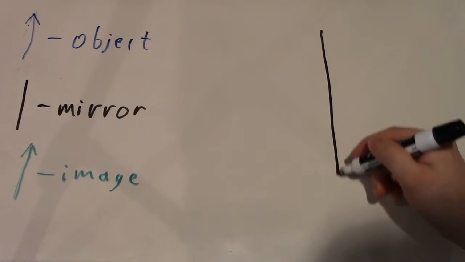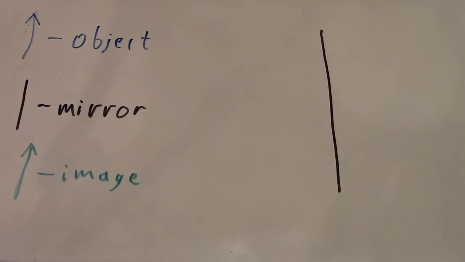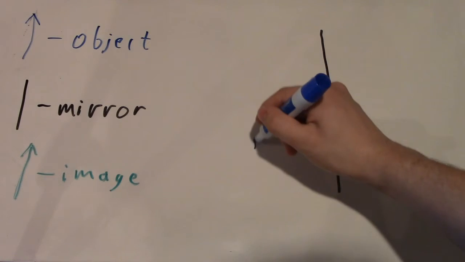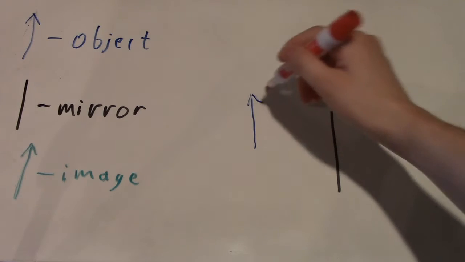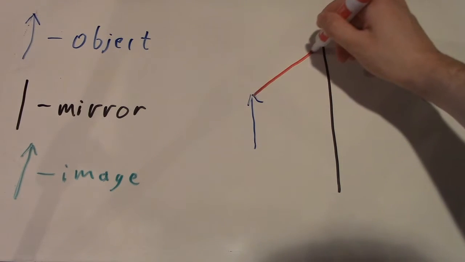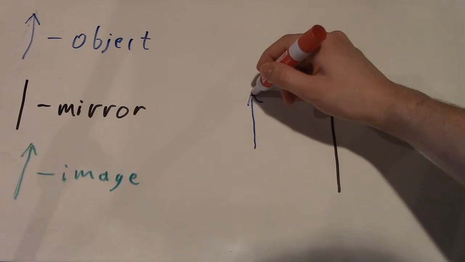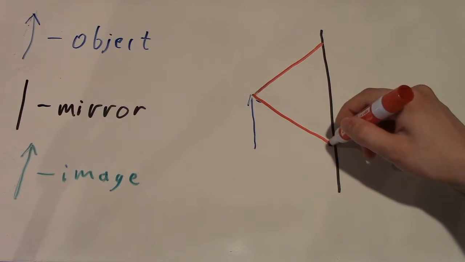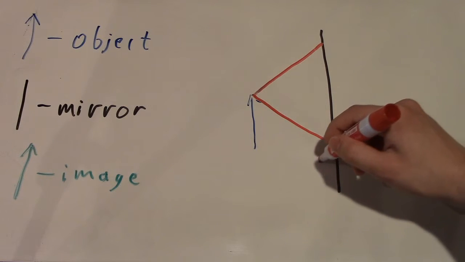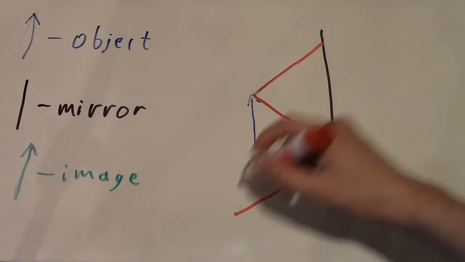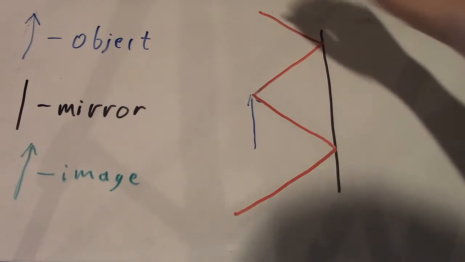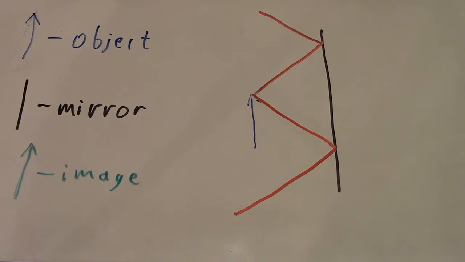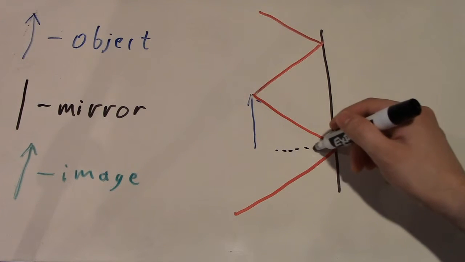For this, we note that when light is traveling, it will travel in a straight line, and when it bounces off the mirror, it obeys a principle called Snell's law. In the case of mirrors, this means that light will bounce off at equal angles with respect to the normal line. The normal line is the line sticking straight out of a mirror, perpendicular to the surface.